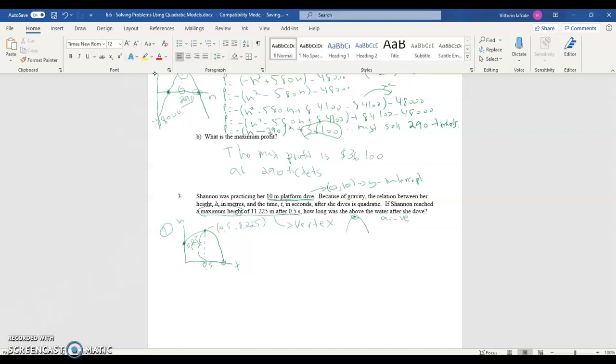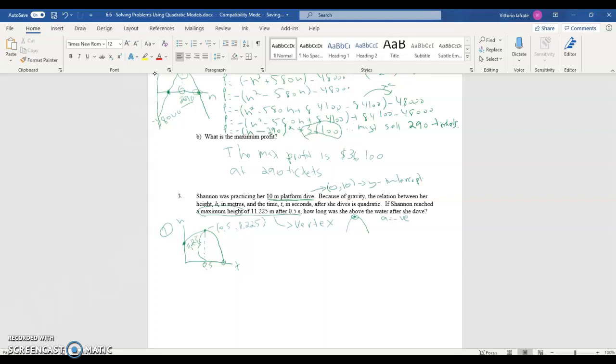Now we're asking, how long was she above the water after she dove? So what is that asking us? Let's look at our graph. We're basically saying, after she dove, how long did it take her to get back down to zero over here? So we're trying to find the time that it took her to get back down to zero.